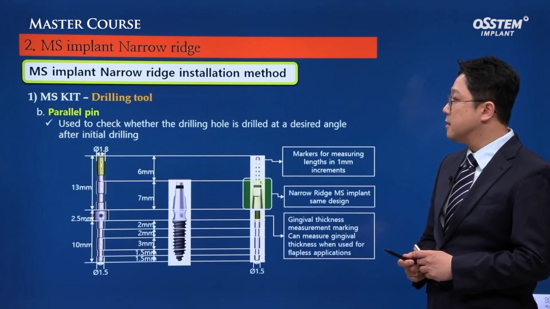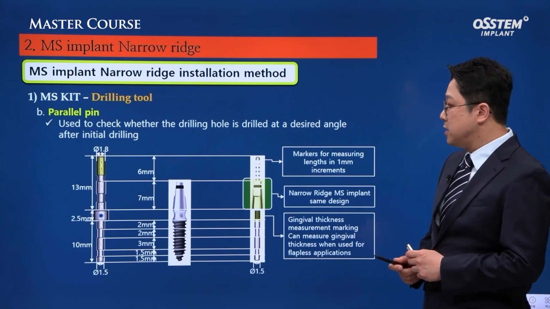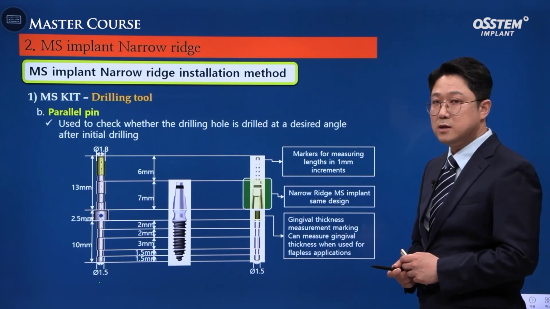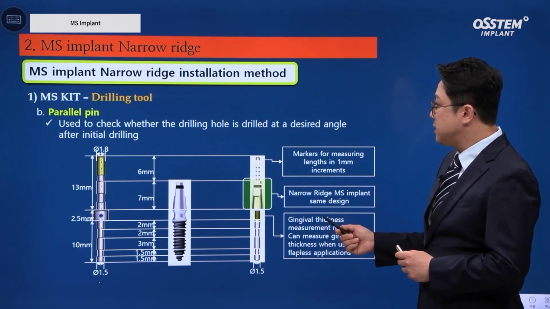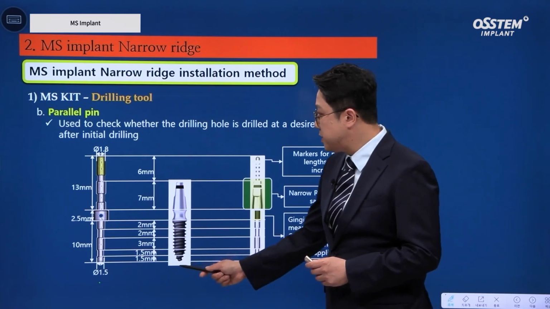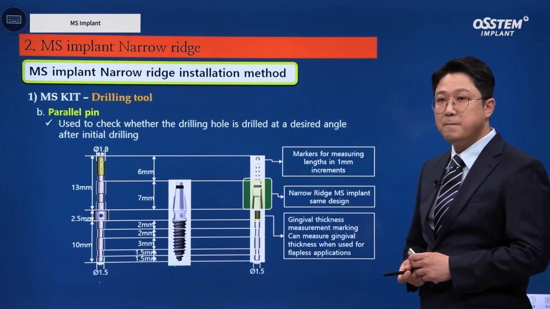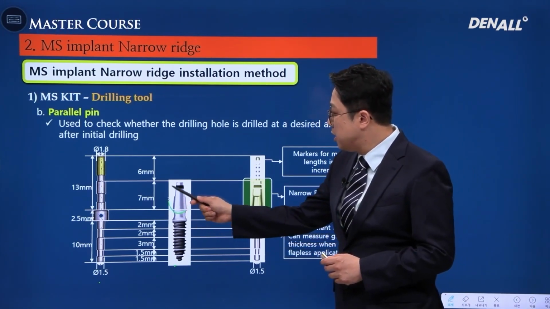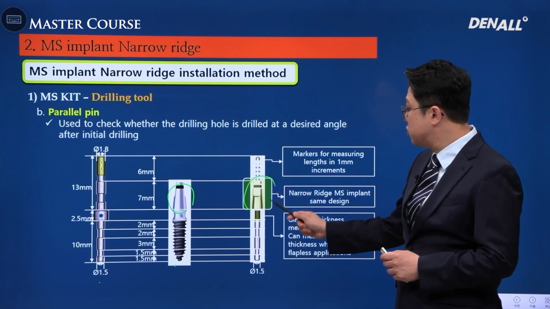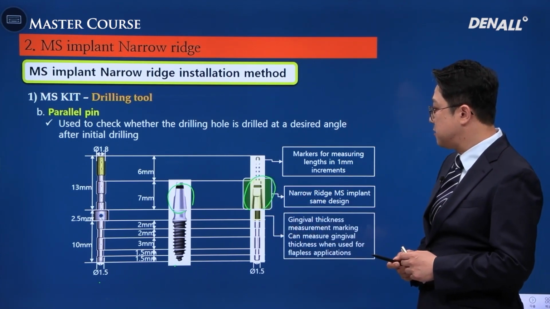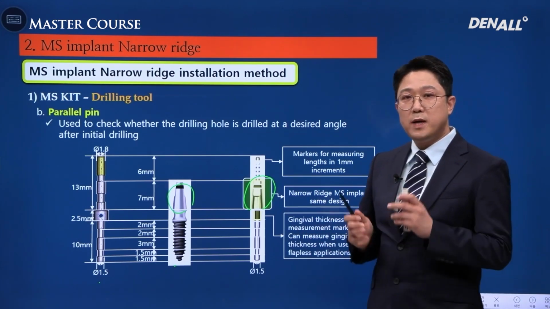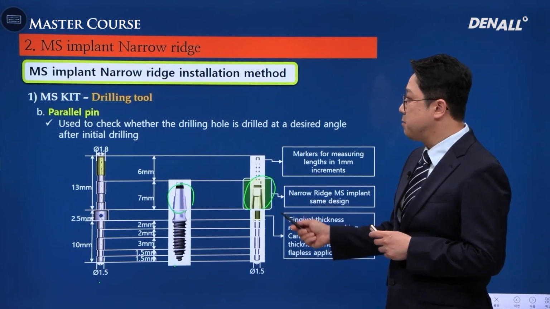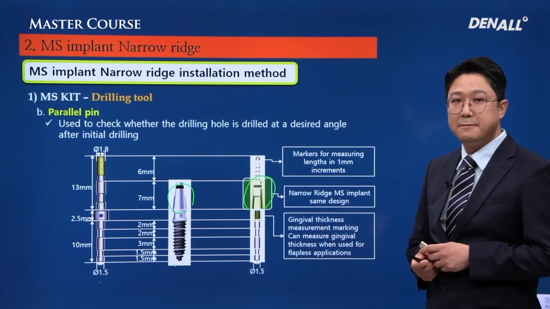Second is parallel pin. This one is similar to that of the 1-2 taper kit's pin. If you look over here, the MS implant looks different from TS or SS implants, and there is a parallel pin that reflects the form of a one-piece abutment here. If you use the parallel pin, you can visually see how the implant is placed. It's favorable to use parallel pins.